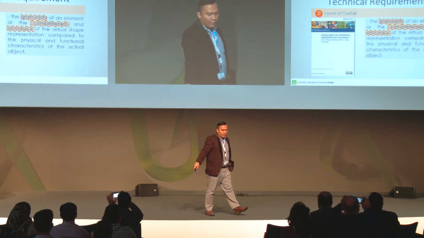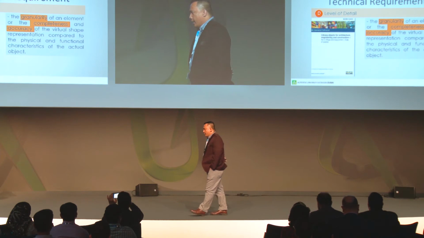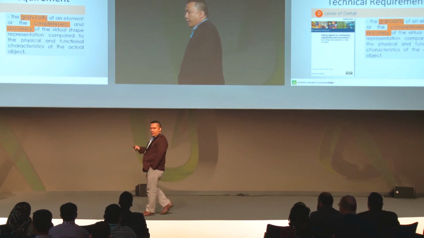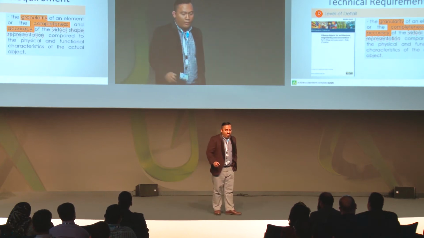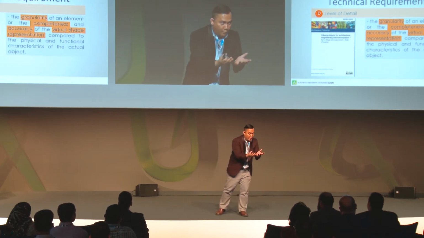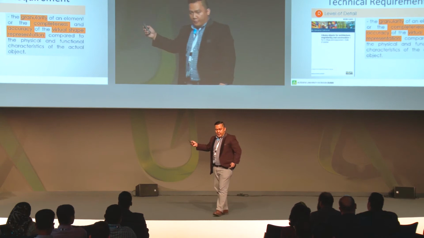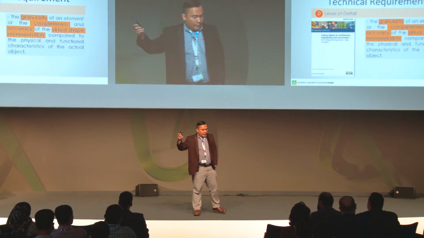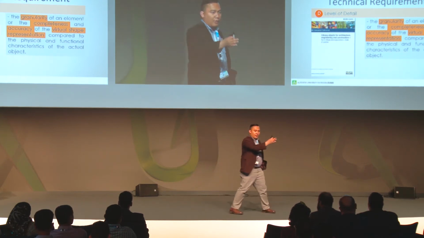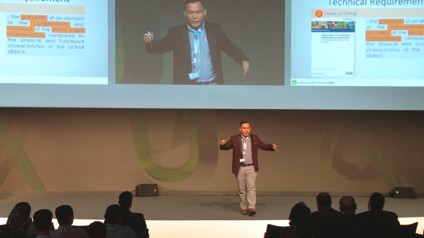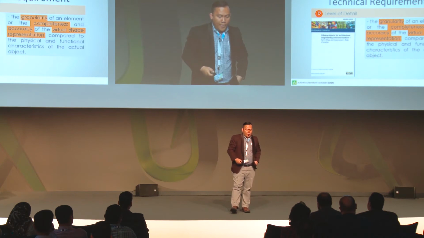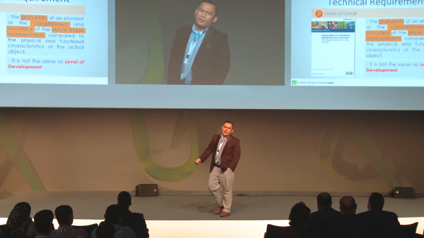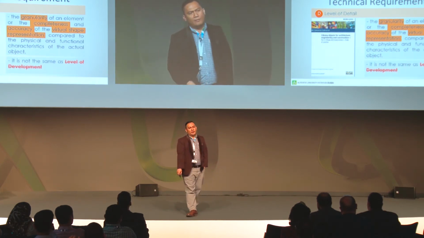According to this document, level of detail is the granularity, completeness, and accuracy of the virtual shape representation compared to the physical characteristics of the actual object. So you have the virtual shape and you have the actual object. Level of detail is the comparison between the actual and the virtual. And of course, level of detail is not the same as level of development.